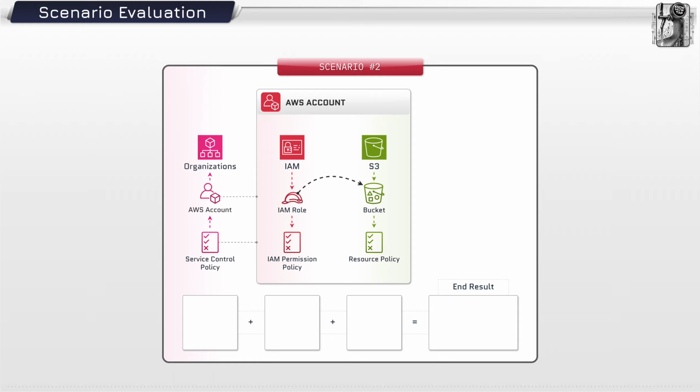In scenario 2, the SCP still allows the action, but now there is no identity-based policy and no resource-based policy that allows the user to make that call. What do you think will happen?